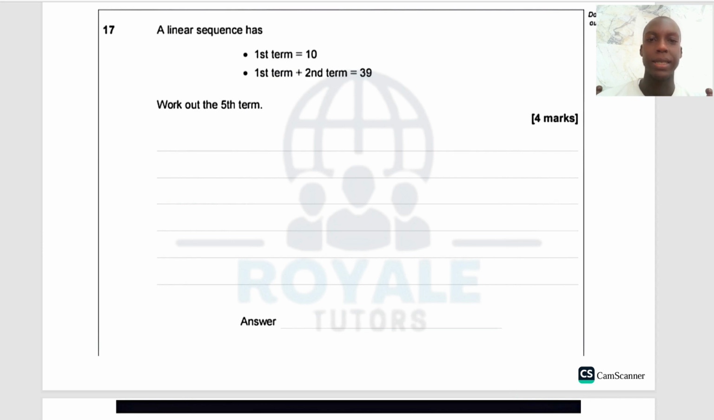A linear sequence has the first term as 10, and the first term plus the second term is 39. We want to work out what the fifth term would look like.